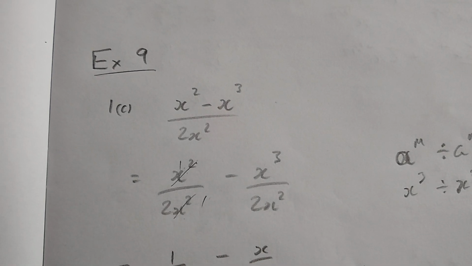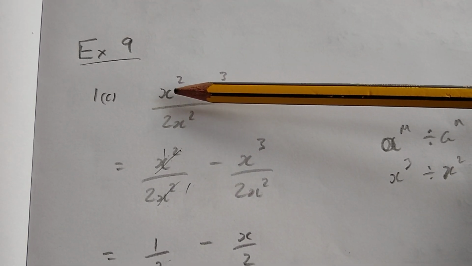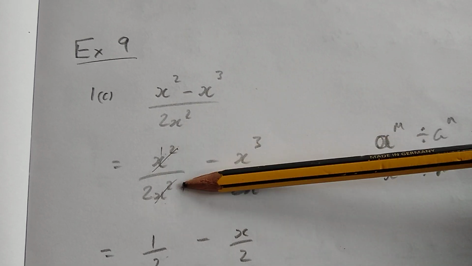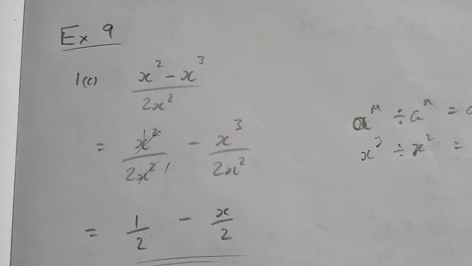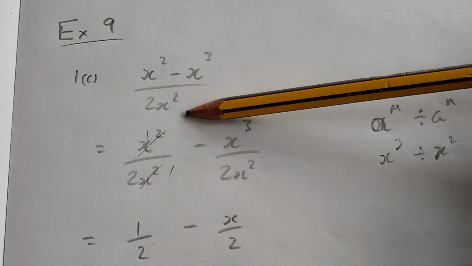Higher Maths Essential Skills, Exercise 9. In Exercise 9 we are looking at splitting up fractions and writing them as single terms, or different terms. So x squared minus x cubed all divided by 2x squared.